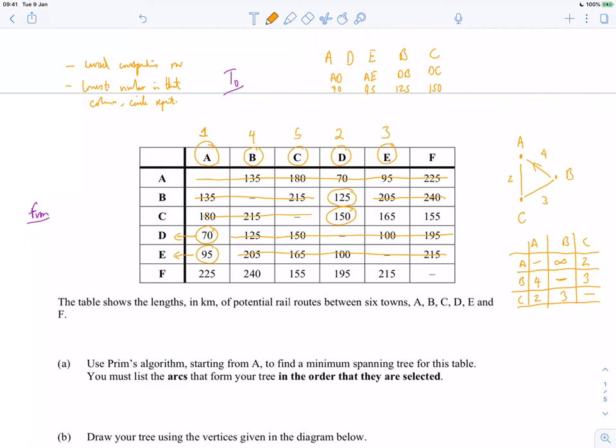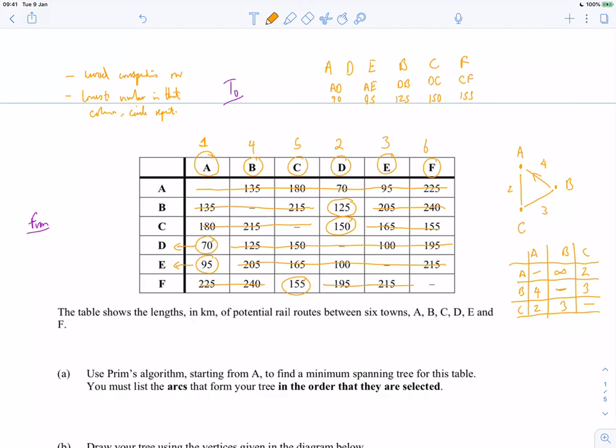We cross out everything in row C, and now we have to consider everything in the A column, the B column, the C column, the D column, the E column that hasn't been considered yet. Well, I believe the smallest out of those is 155, which is down here. That's F, so F will be the sixth one, shock horror. And F was in the C column, so it's C to F, which is 155. So the nodes we considered were A, D, E, B, C in that order, and the arcs were A to D, A to E, D to B, D to C, C to F.